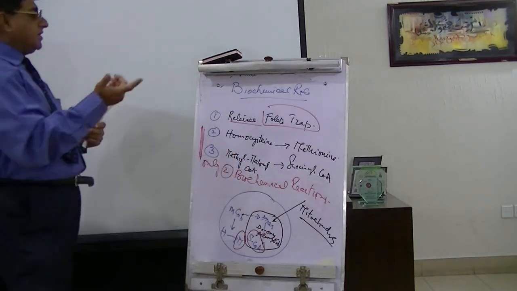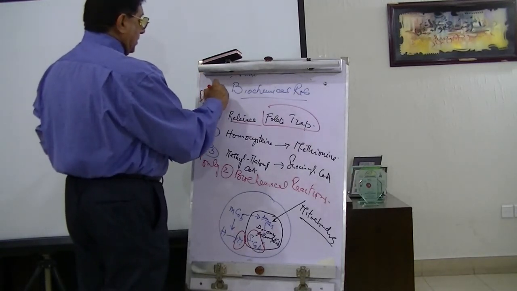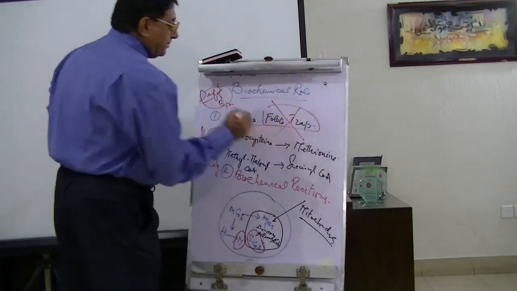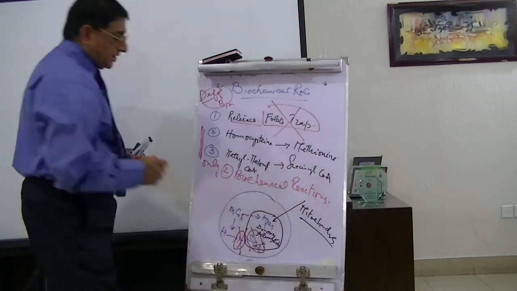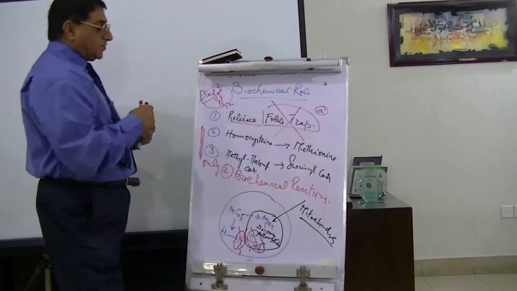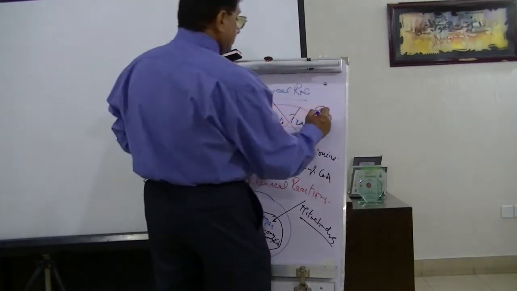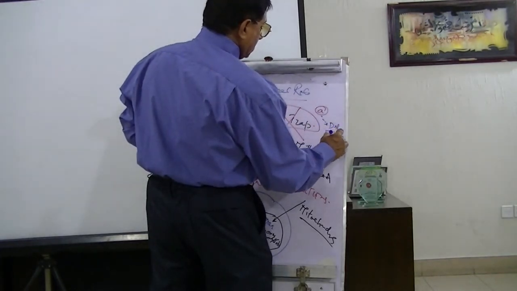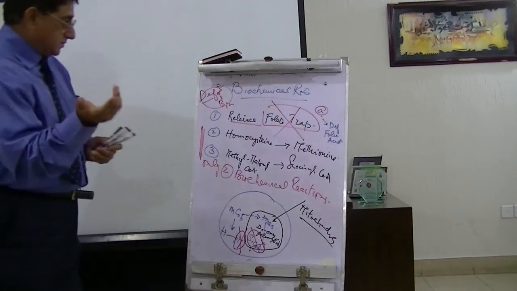Now remember, if there is deficiency of B12, so no folate trap, no methionine, and this reaction would also be blocked. So there will be three blocks. A, folate trap, leading to subsequent deficiency of folic acid, leading to megaloblastic anemia and developmental defects, told you.